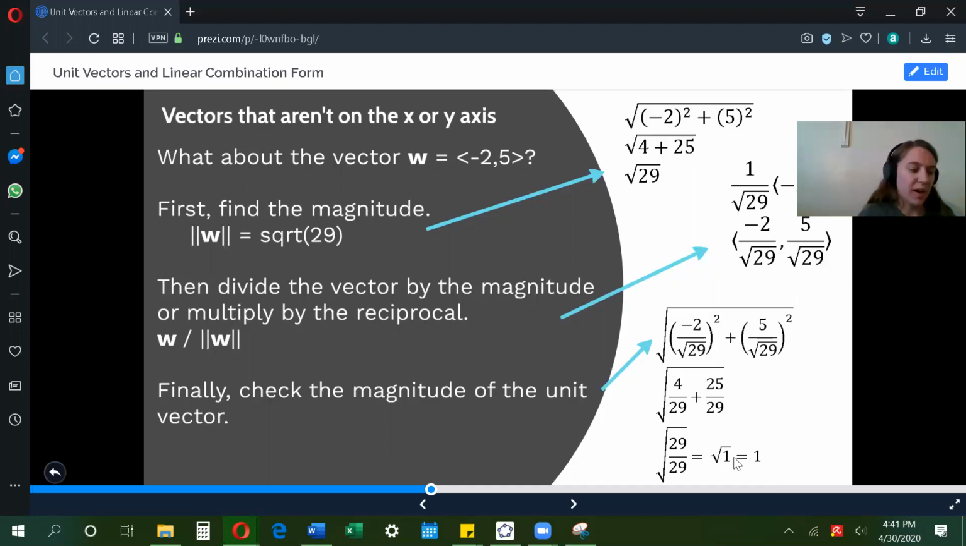And another reason why this makes sense is because if you have any number and you divide it by itself, you're going to get 1 as the answer. So a vector has a magnitude. If you take that vector and divide it by its magnitude, the resulting magnitude will be 1. And this will always be the case.